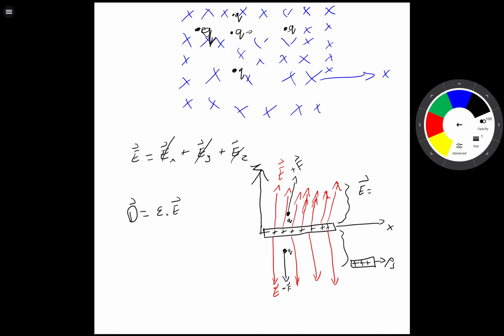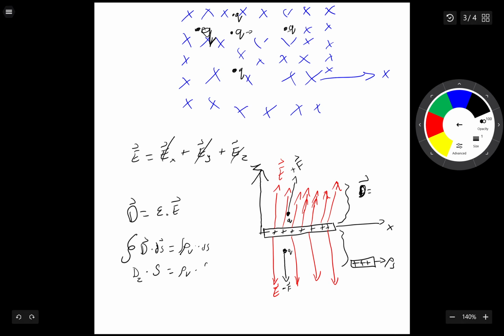So we know our electric flux density from Gauss's law: the integral of D dot dS equals the integral of rho V dV. Now, because our surfaces are the same, we can say that if we break this D down in the z direction, we have D of z and our surface charge density rho S on some surface.